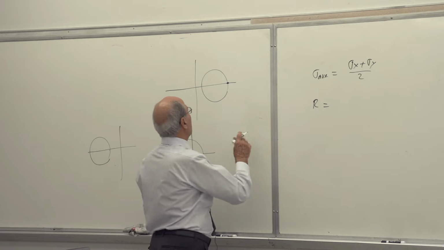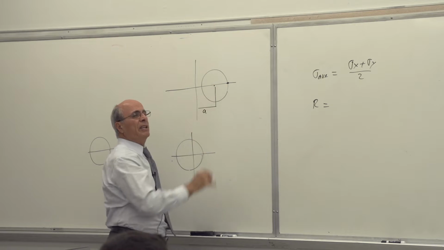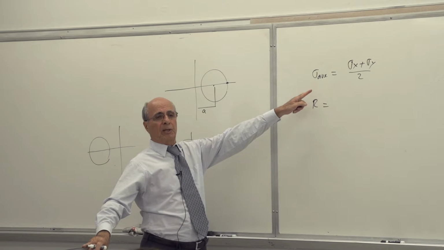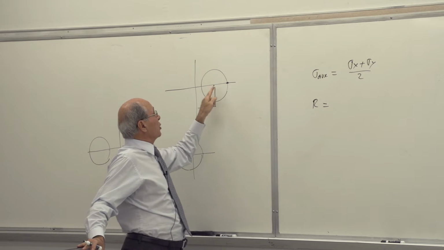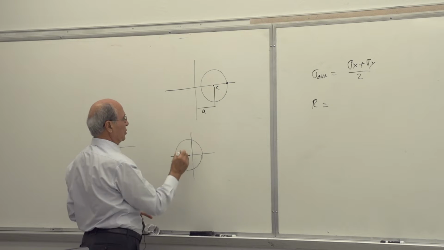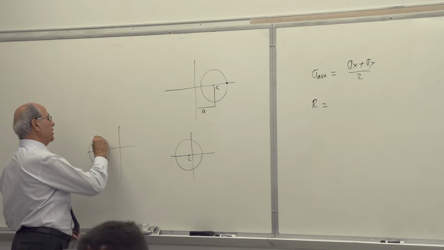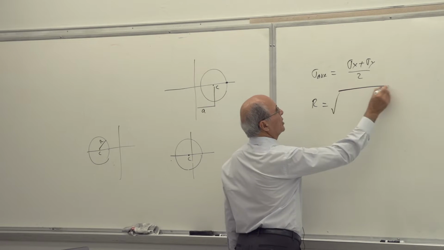But nevertheless, all you need is, like here, you need the A. Remember how the equation ended up. A was the sigma average, sigma x plus sigma y divided by 2, which shows the center of the circle. Center of the circle is here. Here I show you the C. Is that correct? Then, of course, you need the radius.